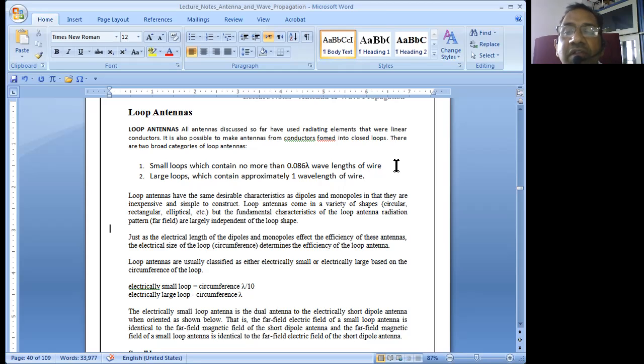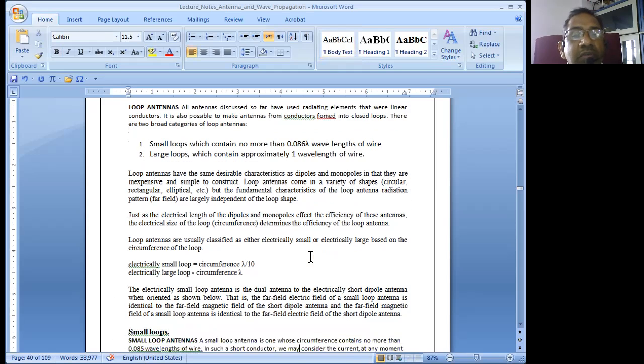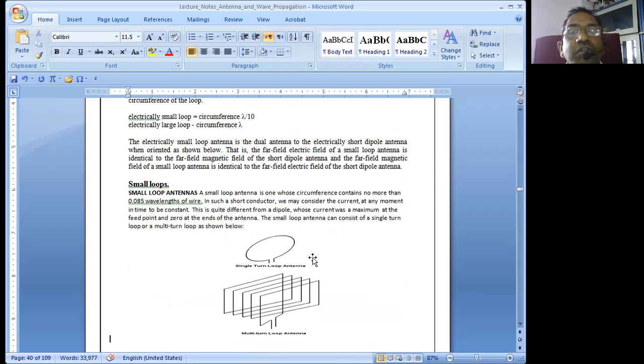Around 0.086 lambda wavelengths of wire is normally called the small loop category, and approximately one wavelength of wire is going to be a large loop antenna. These small loop antennas are normally used to transmit signals of low frequencies, and large loop antennas are normally used to transmit signals of high frequencies. Both of them are used to transmit the electrical signal and EM wave to be propagated from the output of the antenna to the far fields.